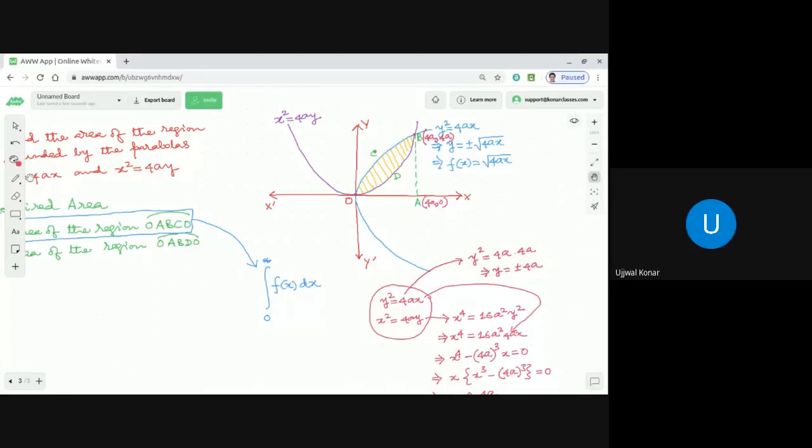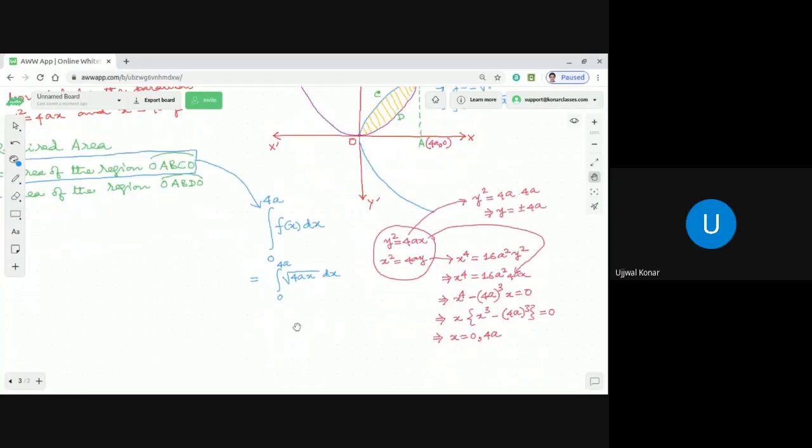So then what are we going to get? What is the x coordinate? If you recall, I said I'll come back later about this. So now I can write here, the area is equal to 4a. Correct or not? So that is equal to the integration from 0 to 4a of square root of 4ax dx. Clear or not clear? Yes.